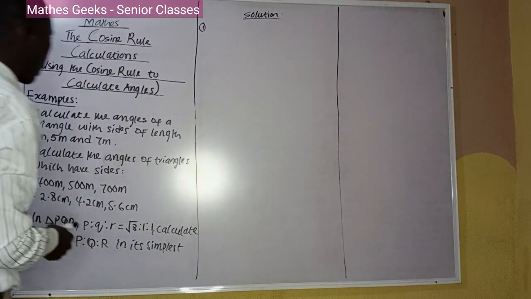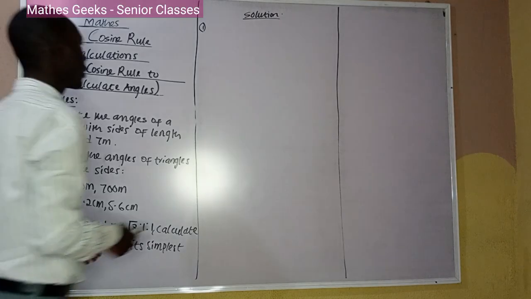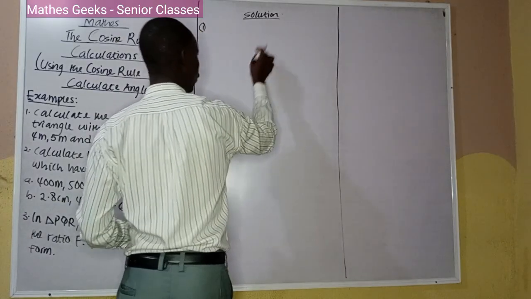Number one: calculate the angles of a triangle with sides of length 4 meters, 5 meters, and 7 meters. So let's sketch our triangle.